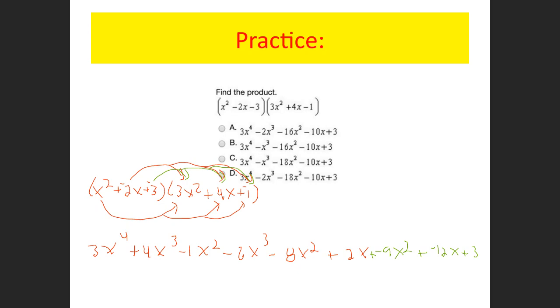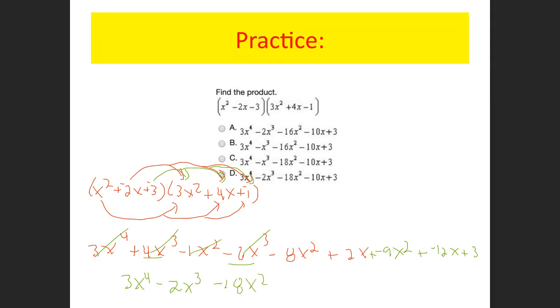So I've got 3x to the fourth. There's no other fourth term here. But I have a 4x to the third and a negative 6x to the third. That's going to give me negative 2x to the third. Those are gone. I've got a negative 1x squared, negative 8x squared, and a negative 9x squared. Ooh. So negative 1x squared, negative 8x squared, that gives me negative 9x squared. And another negative 9x squared, that gives me negative 18x squared.